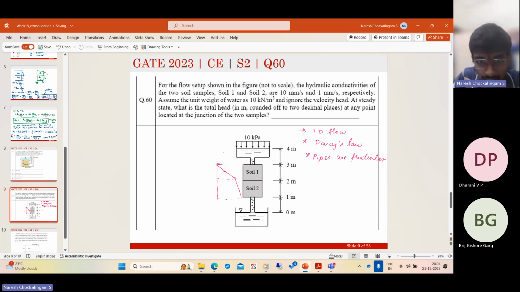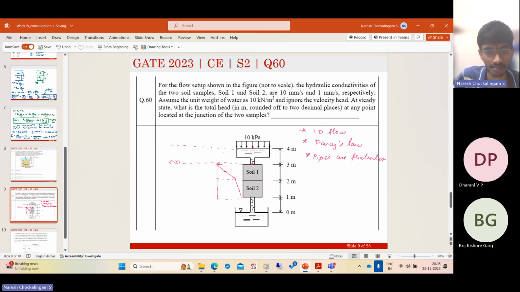So what is the head here? Can anybody try that? It is simple, right? What is the total head here? 4 meters, sir. 4 meters, yes. How does it come? Just use Bernoulli's equation between this point and this point. So there is flow, but flow is very slow. So I can ignore the velocity head. So the total head here should be equal to the total head here. The total head here is only the elevation head. Pressure head is 0. Velocity head is 0.